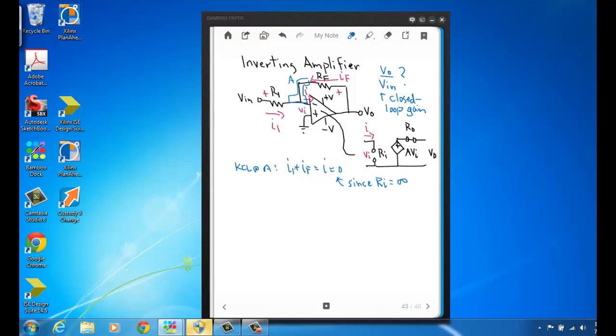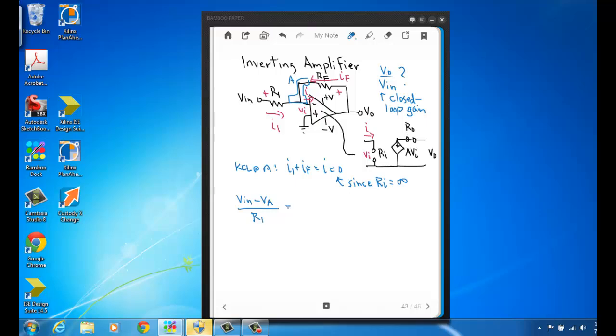Now we have that I1 plus IF equals 0, and we can continue with our node voltage method where we write I1 and IF in terms of voltage using Ohm's law. This is the method you learned in your circuit theory class. So I1 would just be V in, the voltage on the plus side, minus VA, the voltage on the lower end side of R1, and then divided by R1 to get current.